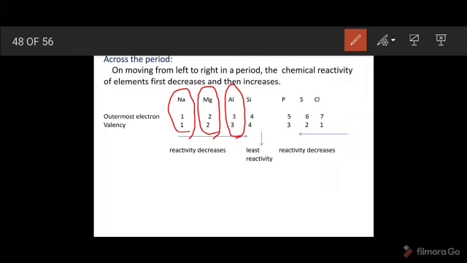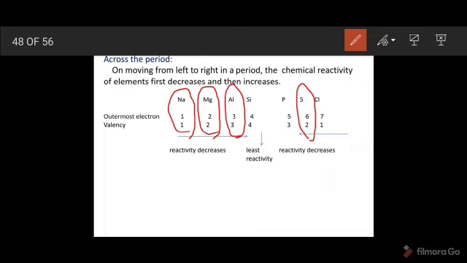Phosphorus has 5 electrons in the outermost shell. It is in need of 3 electrons, so it gains 3 electrons. So the valency of phosphorus will be 3. Sulfur is in need of 2 electrons, so the valency of sulfur is 2. Chlorine, 1. The chemical reactivity is about the tendency to lose or gain electrons.